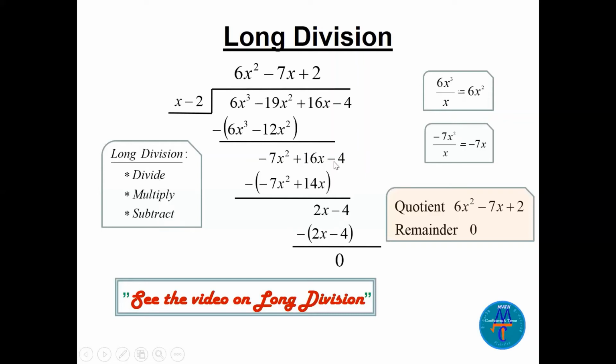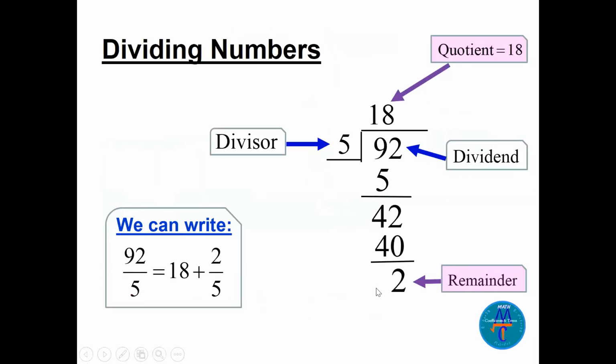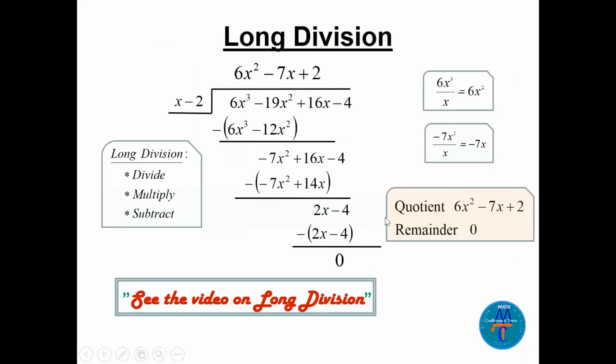If you find any difficulty here, you can see the video on long division, or you can go back a little to the simple numbers here and go through the details. How do we do this? Divide 9 by 5, and then multiply 1 times 5, then subtract. You can get the same answer.